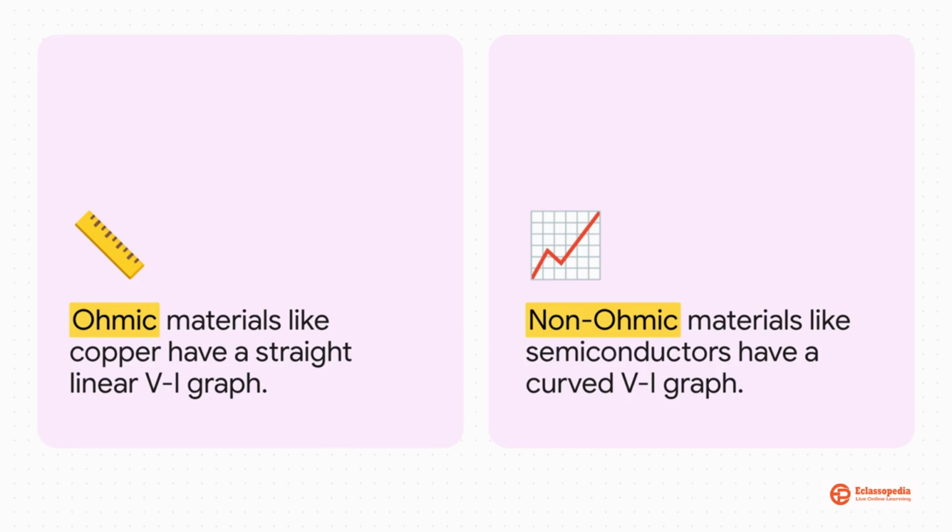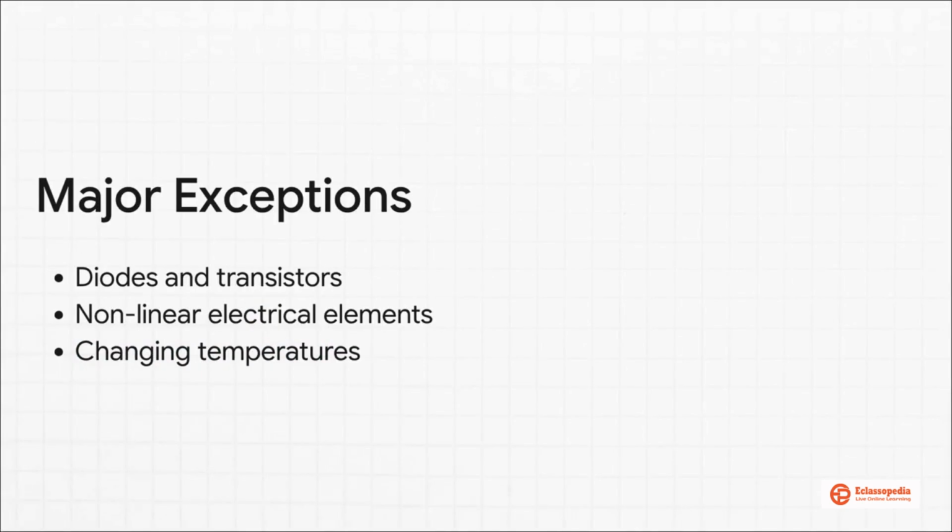This tells us something absolutely vital. Ohm's law is empirical. It's based entirely on observing certain materials. It is not some unavoidable universal law of physics like gravity. So where specifically does it fail? Well, there are a few major exceptions. Unilateral elements like diodes and transistors flat out break the rule because they only allow electric current to flow in one single direction.